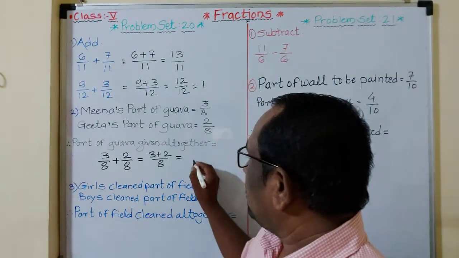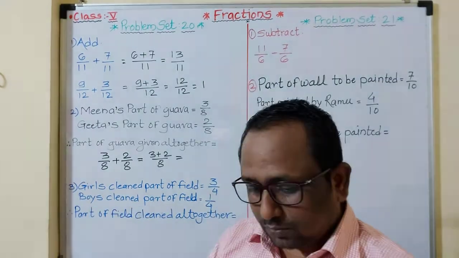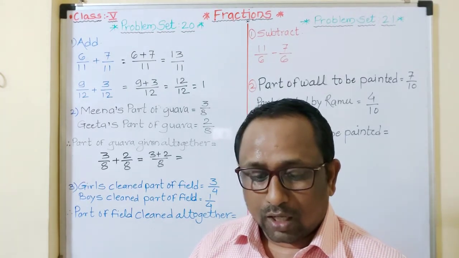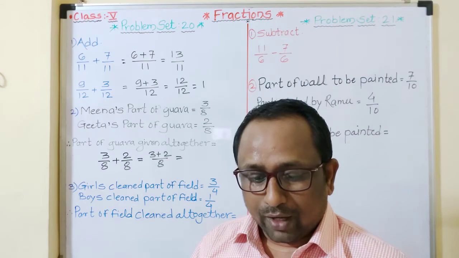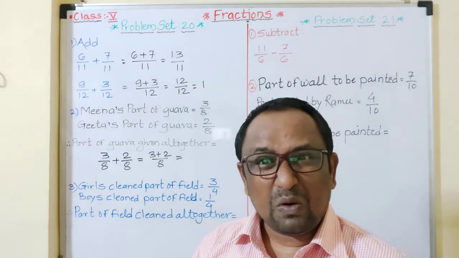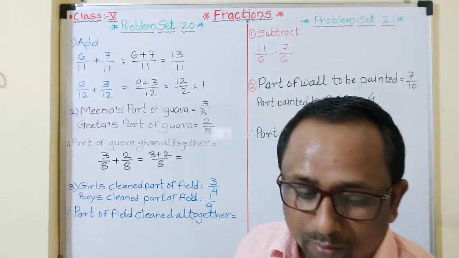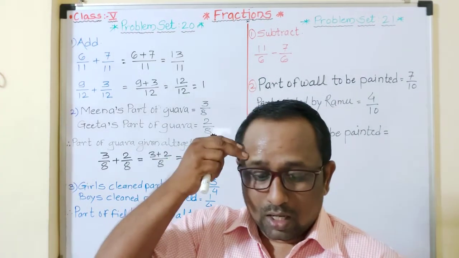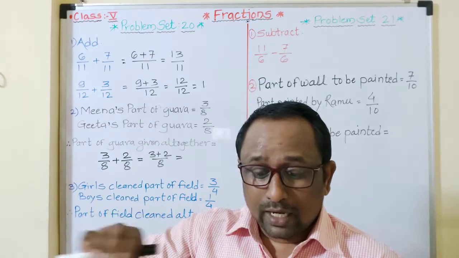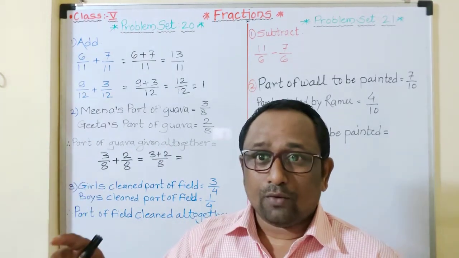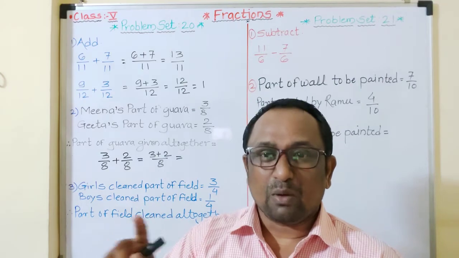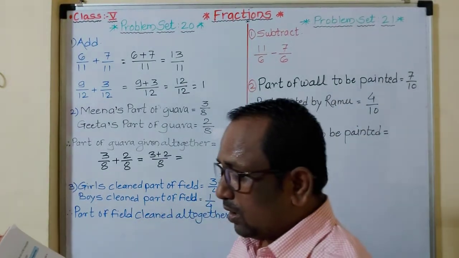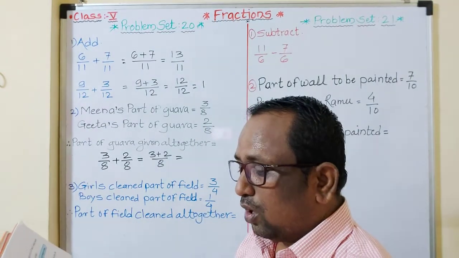Now the third example. In the third example, the girls of standard 5th cleaned 3 upon 4 of a field and the boys cleaned 1 upon 4. What part of the field was cleaned altogether? So there is a field, the 5th standard girls clean the 3 upon 4 part of the field and the boys only 1 upon 4 part. Okay, lazy boys.